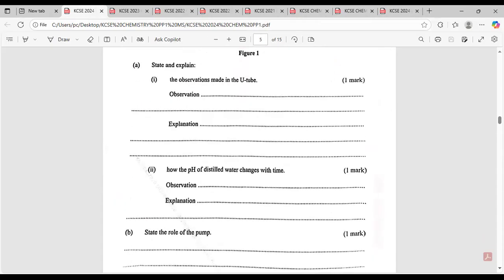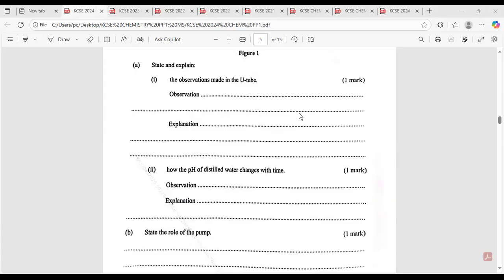Now, the next question is to explain how the pH of distilled water changes. We know that the pH of distilled water is always 7. It is neutral. Therefore, it has a pH of 7. But in this case, the moment it absorbs carbon dioxide, it is going to form weak carbonic acid. So the observation is that the pH of the water will be below 7. Why? Because carbon dioxide dissolves to form weak carbonic acid.